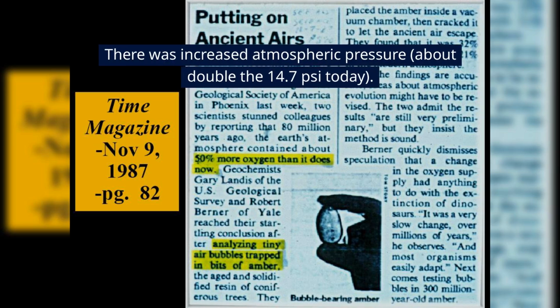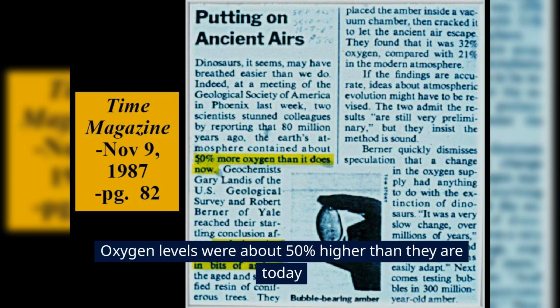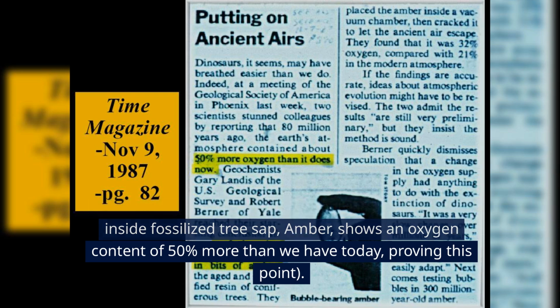There was increased atmospheric pressure, about double the 14.7 psi today. Oxygen levels were about 50% higher than they are today. Time magazine, November 1987: analysis of air trapped inside fossilized tree sap, amber, shows an oxygen content of 50% more than we have today, proving this point.